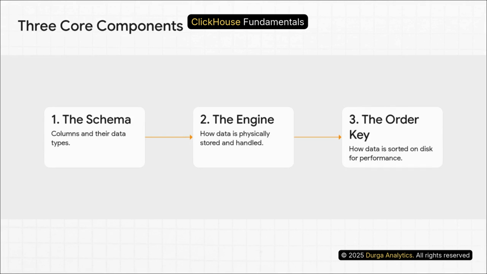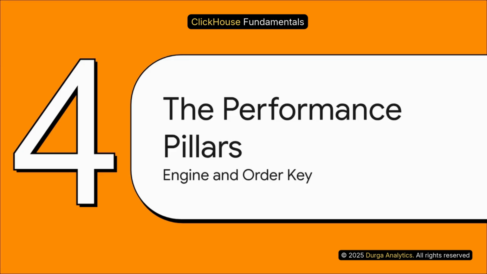So every single create table statement you write in ClickHouse is built on these 3, let's call them non-negotiable pillars. You have the schema. That defines what your data is. Then you have the engine and the order key. Together, these 2 define how your data is stored and optimized for mind-blowing speed. And while the schema is obviously important, it's your choice of engine and order key that really turns a simple table into a high-performance analytics machine. This is where you design for speed.